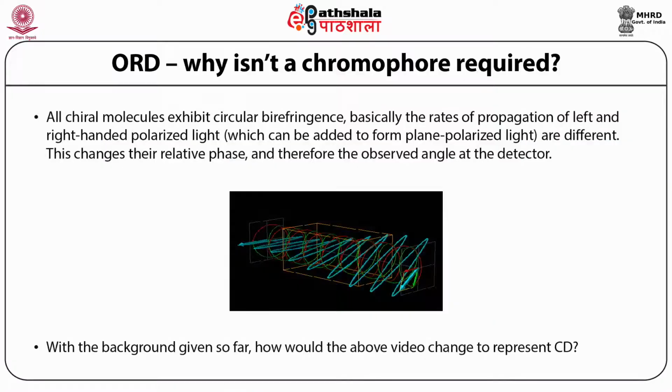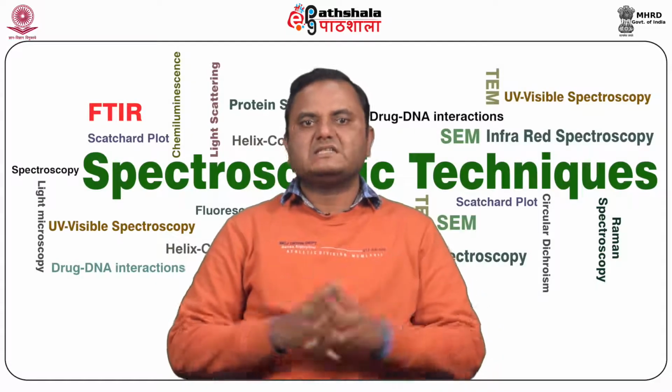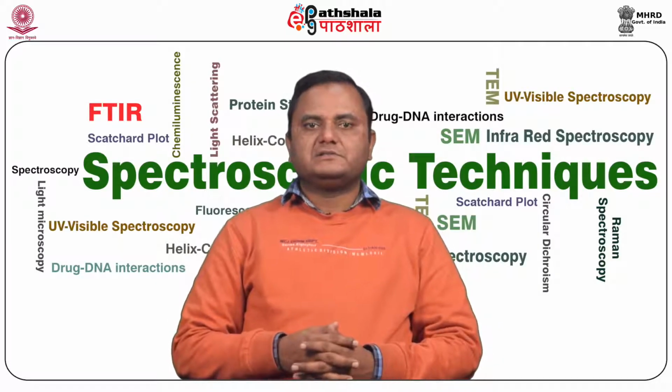We discuss why a chromophore is not required in CD. All chiral molecules exhibit circular birefringence; basically, the rates of propagation of left and right-handed polarized light, which can be added to form plane polarized light, are different. This changes their relative phase and therefore the observed angle at the detector. With the background given so far, now we discuss the Cotton effect.